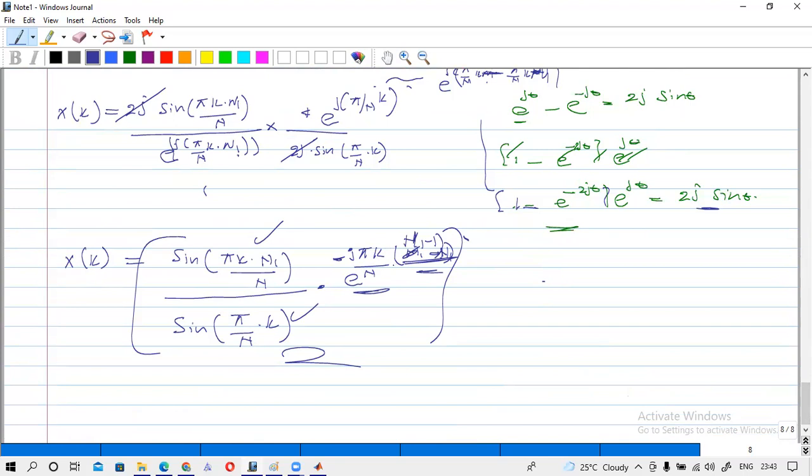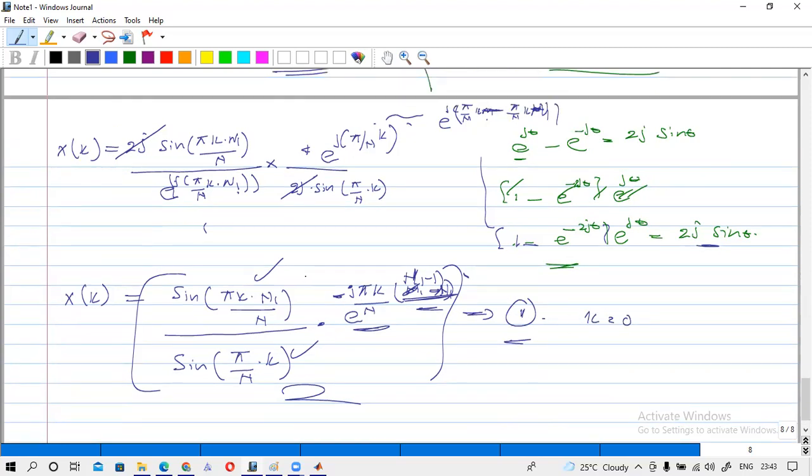So this will be 0. E to the power 0 will be 1. So here we have 1. No? Okay. So k is equal to 0, it will be 1.